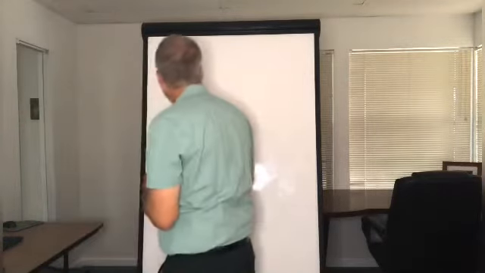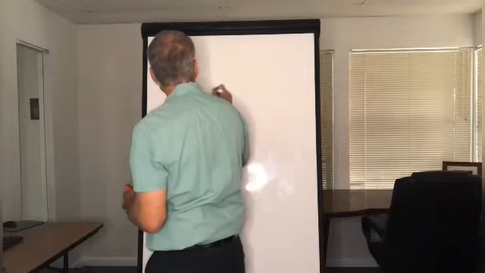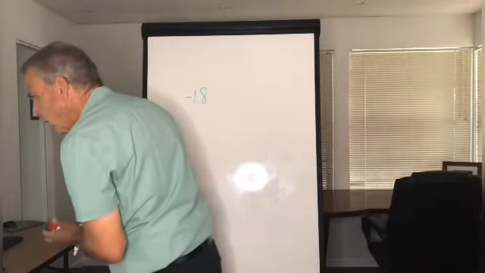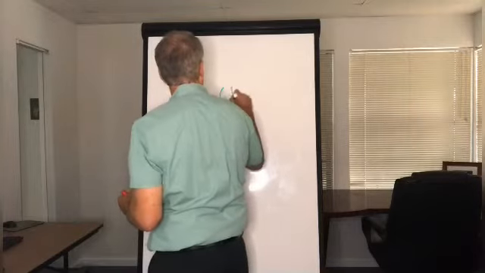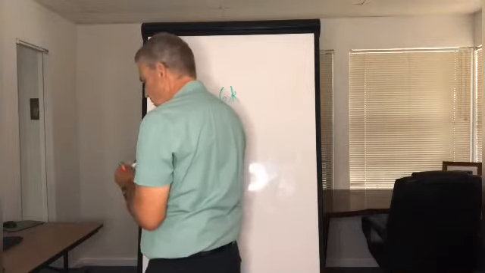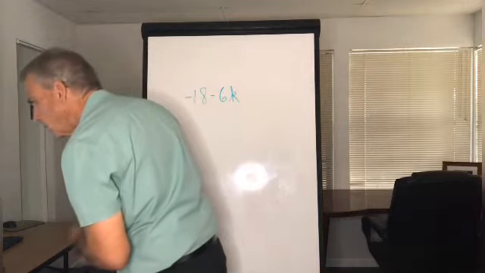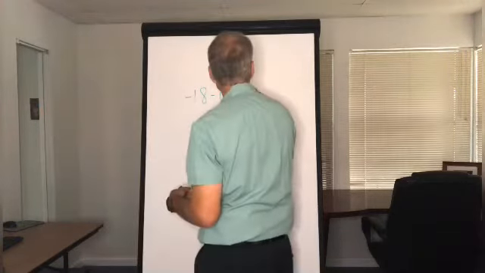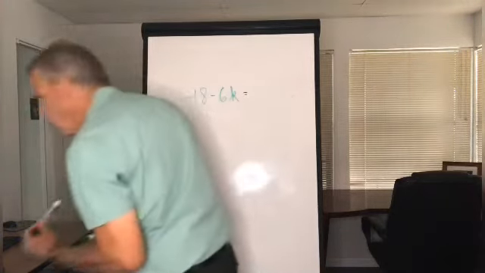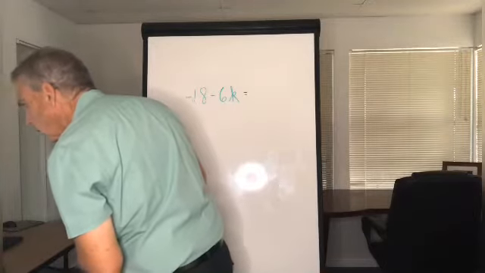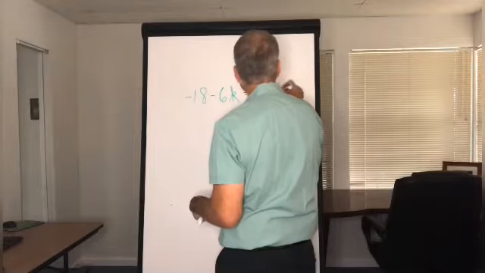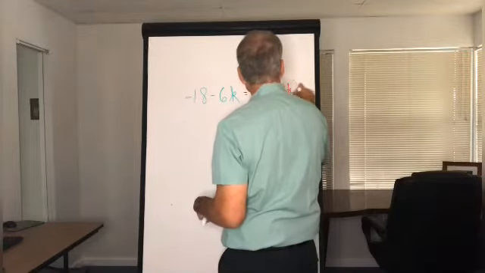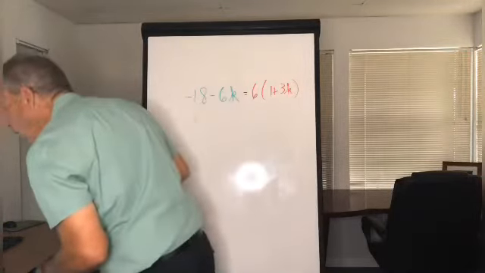So number 13 says negative 18 minus 6k equals 6, 1 plus. All right.